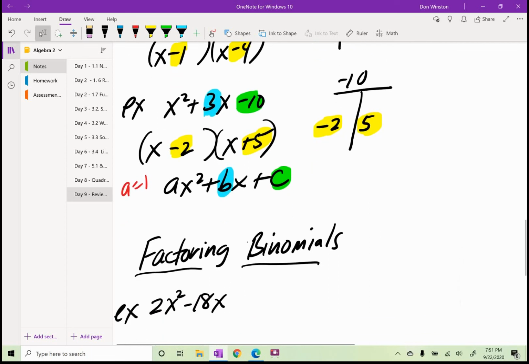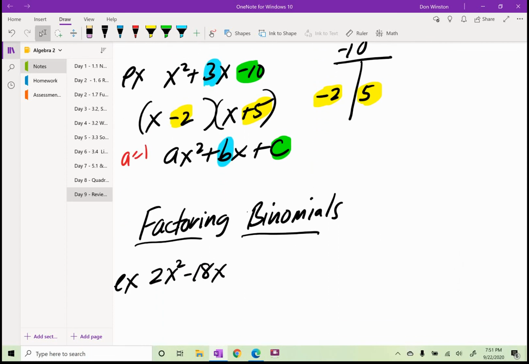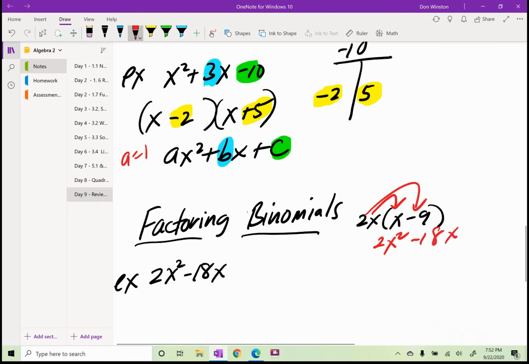Now let's look at factoring binomials. Recall a binomial is two terms. So we have a 2x squared and a minus 18x. So how do we factor binomials? Well, before I do that, let's say here we were multiplying a monomial 2x by a binomial x minus 9. What you would do is distribute: 2x times x is 2x squared, and then 2x times a negative 9 will give you negative 18x.